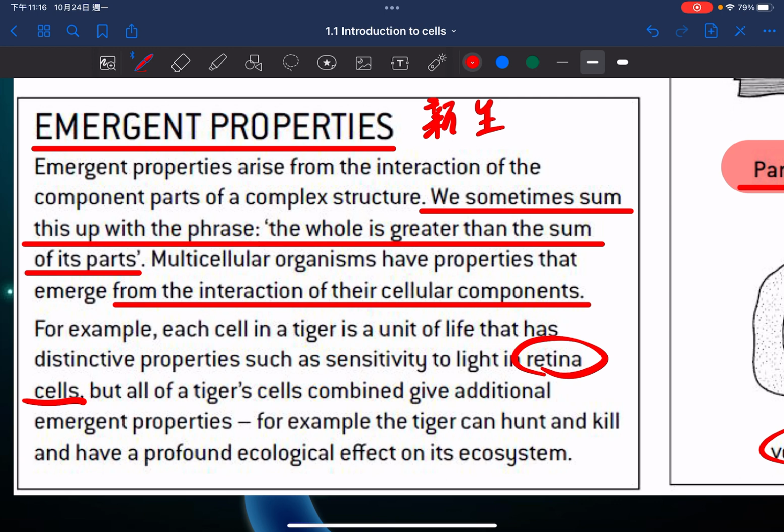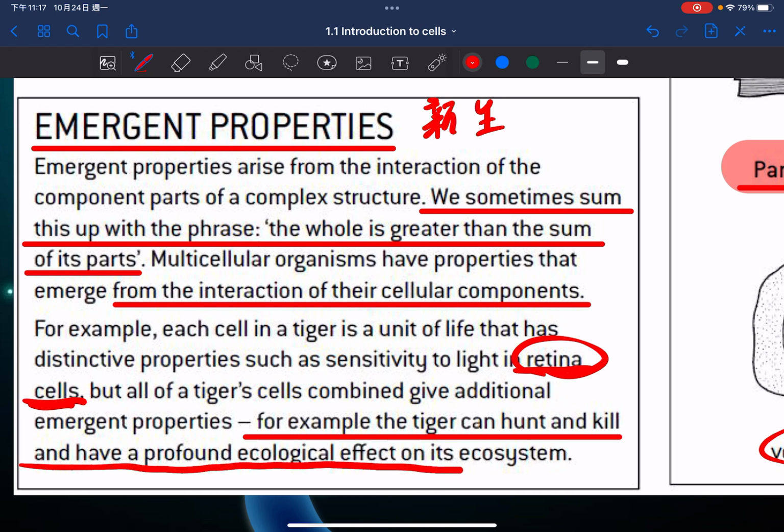That means with only the retinal cells, we don't know what the organism can do. The retinal cells just make the tiger able to see everything in the environment. So finally, when we combine different kinds of organelles and different types of cells, the tiger can hunt and kill and have a profound ecological effect on its ecosystem.